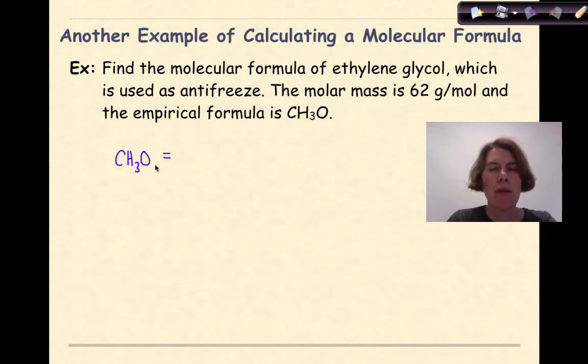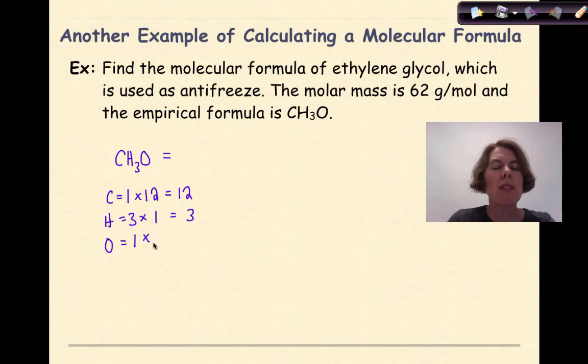So the first thing that I'm going to do is write out my empirical formula, CH3O, and find the gram formula mass of that. So I know that there is 1 carbon here, and it has an atomic mass of 12. I have 3 hydrogens here, each with a mass of 1, so that is 3. And with my oxygen, I have 1 oxygen times 16 gives me 16. And if I add this all up, I find that the gram formula mass here is going to be 31 grams.